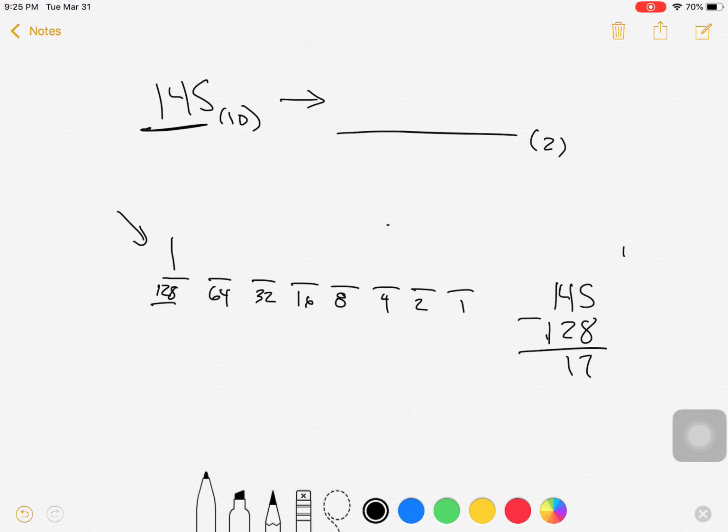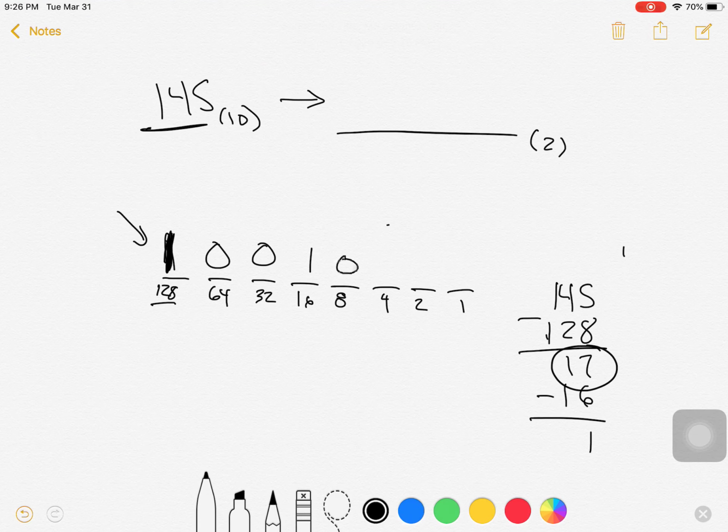Now, this one right here accounted for 128 of the 145. I still have 17 left to account for. So can 64 go into 17? No, it's too big. 32 can't either. Can 16 go into 17? It can go in one time. And I have 1 left.